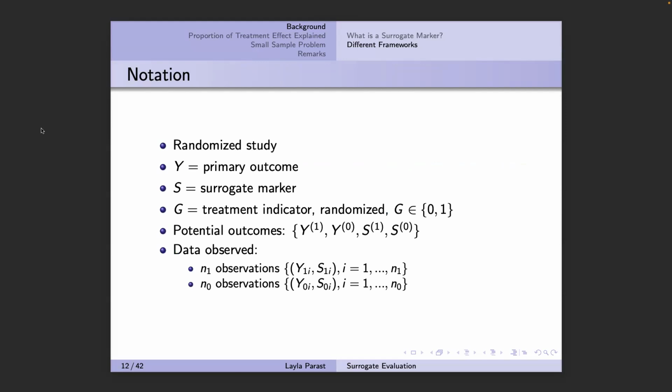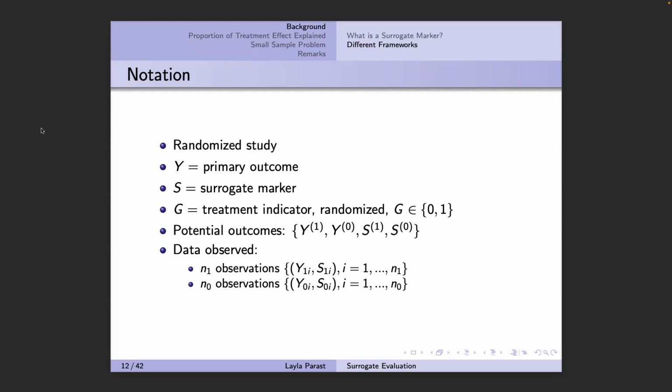Okay. So let me introduce some notation to talk about the proportion of treatment effect explained framework. I'm assuming throughout that I have a randomized study. These are clinical trials; they're usually randomized. Y is the primary outcome. S is the surrogate marker. G is the treatment indicator. Again, randomized, either 0 or 1.